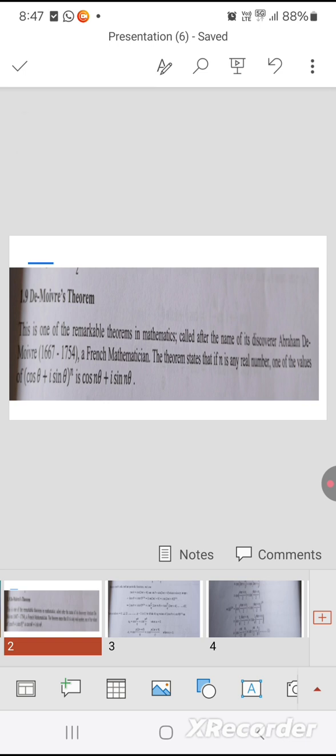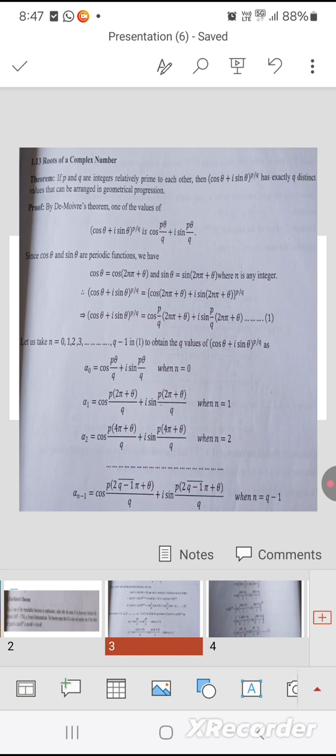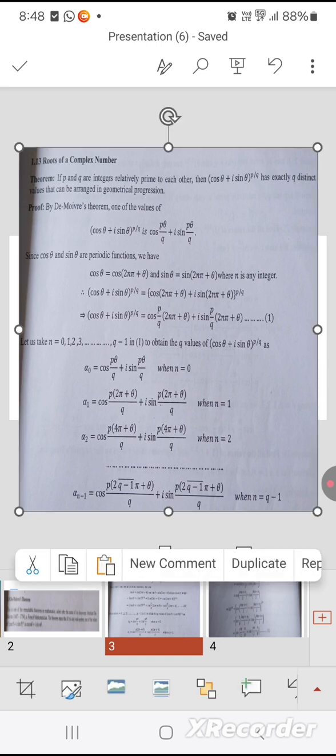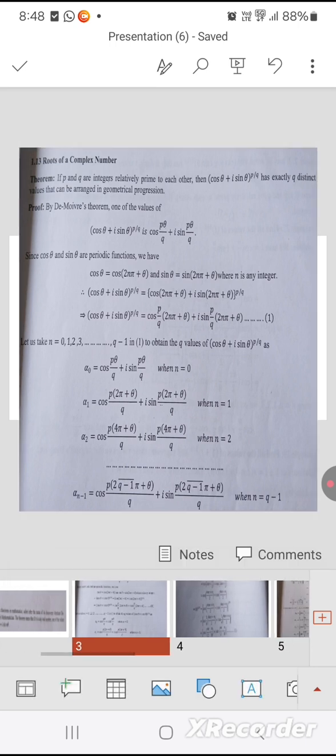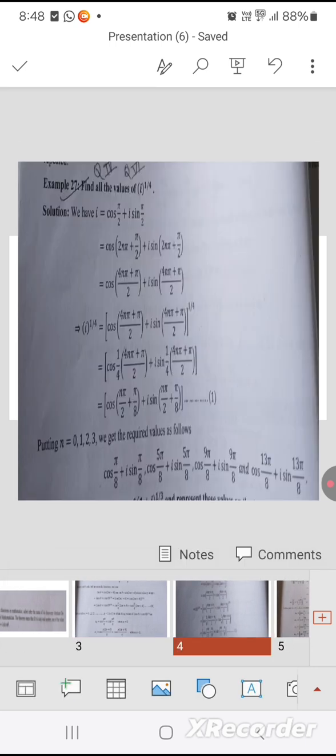Now we will see how to find roots of a complex number using De Moivre's theorem. So here I have given the theorem. If asked in the exam paper, you can refer to this. I hope you will understand how to find roots of a complex number by seeing an example. So first let's see the example.